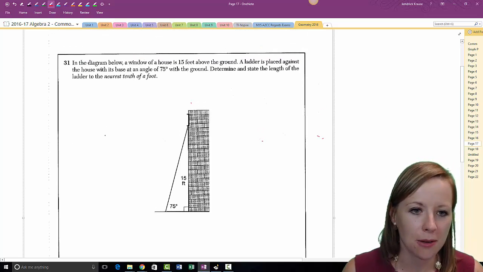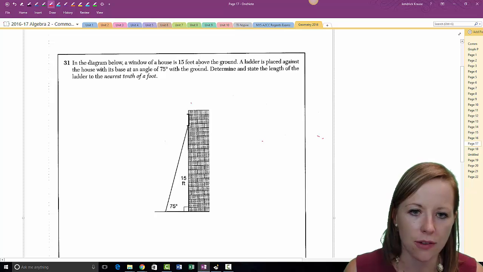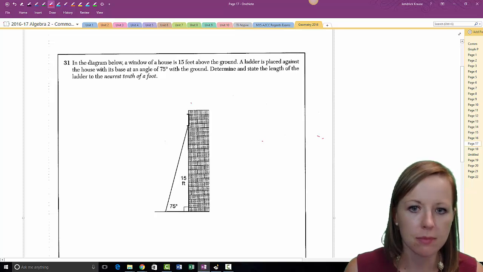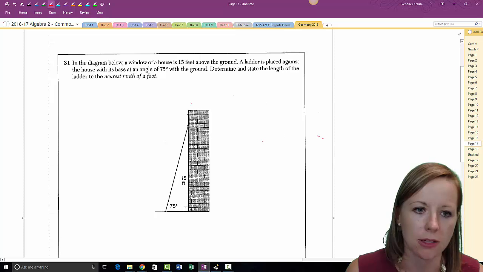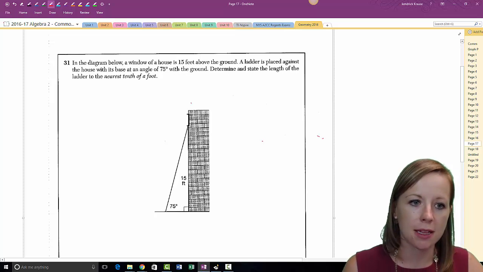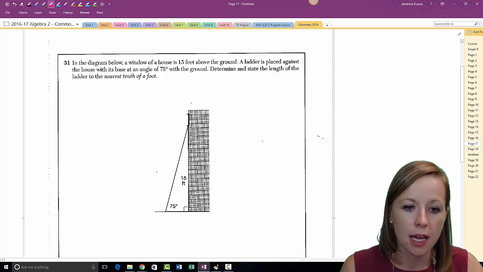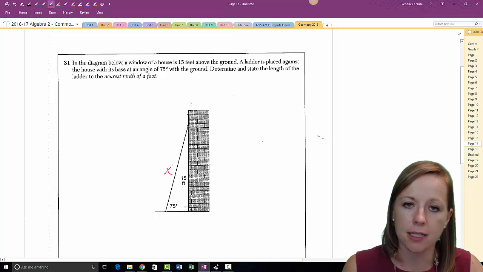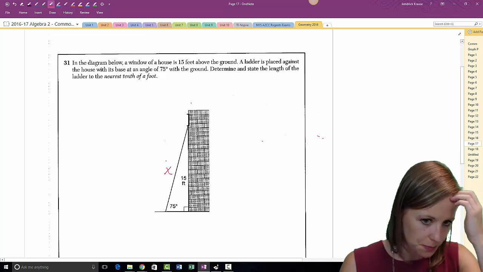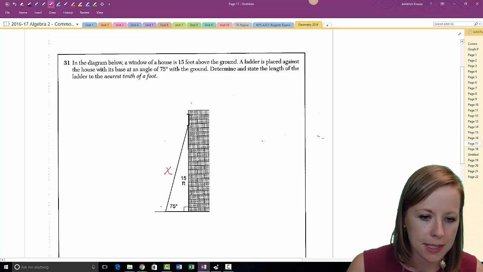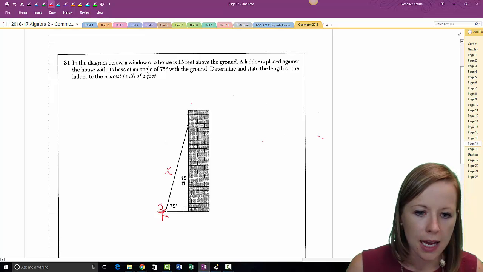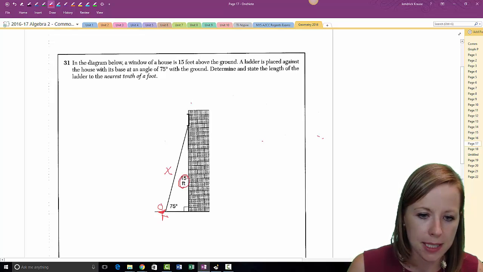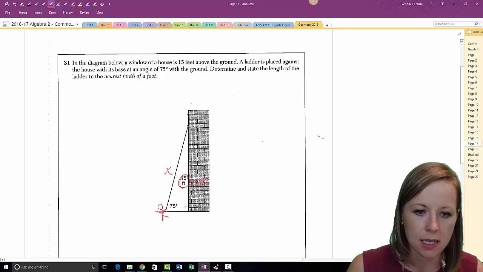In the diagram below, a window of a house is 15 feet above the ground. A ladder is placed against the house with its base at an angle of 75 degrees with the ground. Determine and state the length of the ladder to the nearest tenth of a foot. I'm going to call that x because I'm going to guess that's what you probably called it. So I am standing at the base of this. I always like to draw a picture of myself here. And I know the side opposite, and I want to know the hypotenuse.